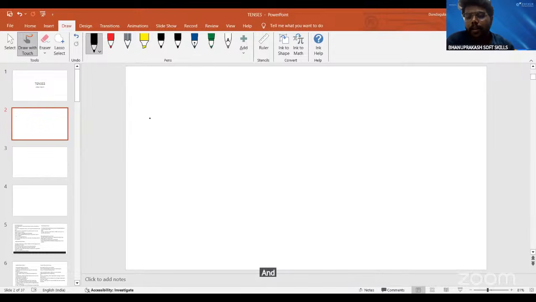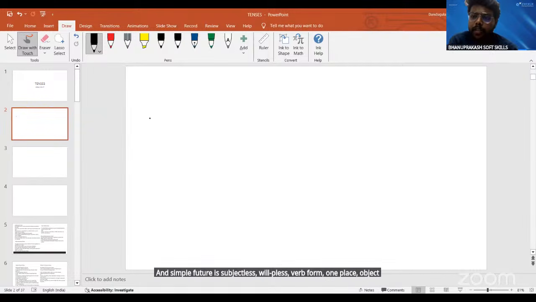And simple itself is without any helping verb. As in the simple past, we can find verb form 2. So which is subject plus verb form 2 plus object. And in simple present, it is verb form 1. So subject plus verb form 1 plus object. And simple future is subject plus will plus verb form 1 plus object.